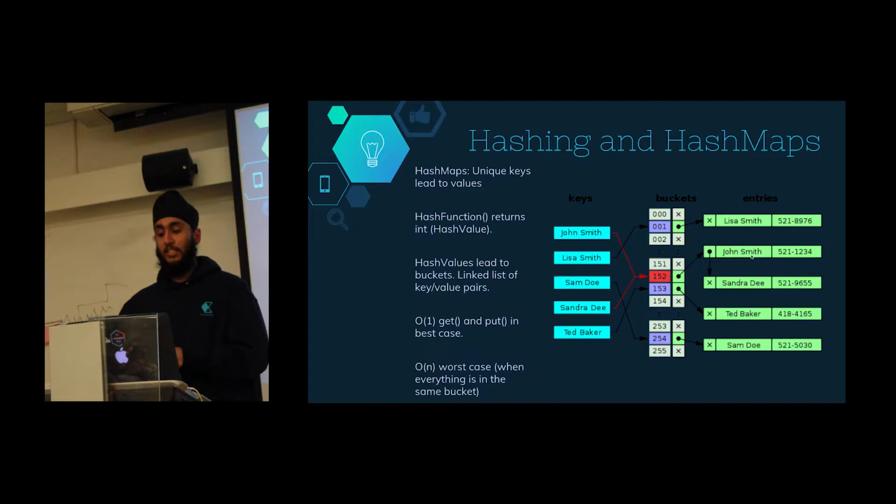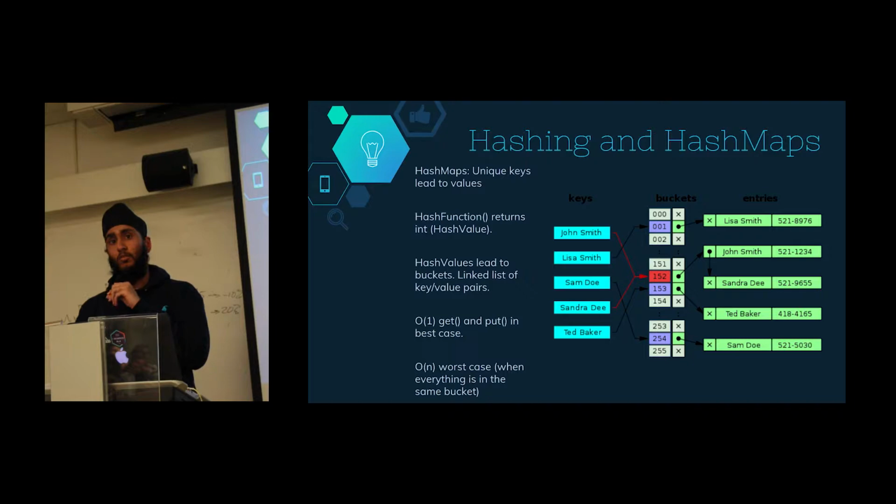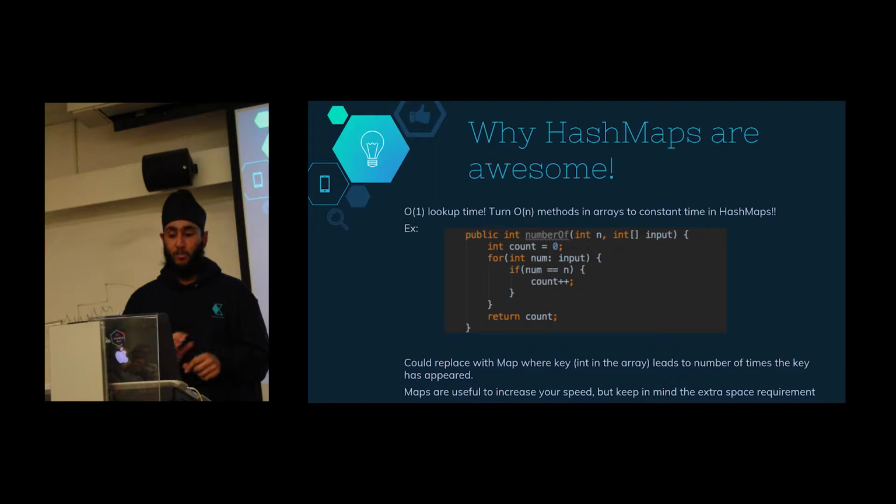So if you're asking the map where is Sandra D, it'll look in the 150-second bucket, and then it'll look through John Smith and Sandra D just to make sure it gets the value that you're looking for. Right. So any questions with hashing and hash maps? Real quick. Okay, cool. And so why hash maps are awesome is that this O of one lookup time, right?